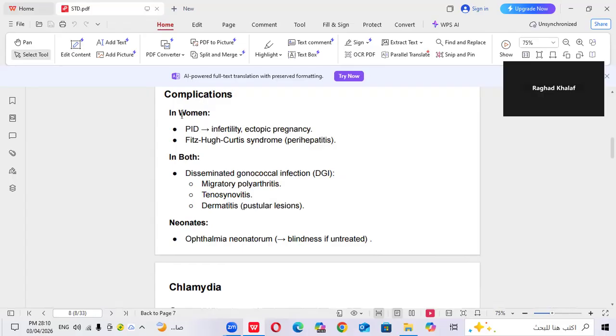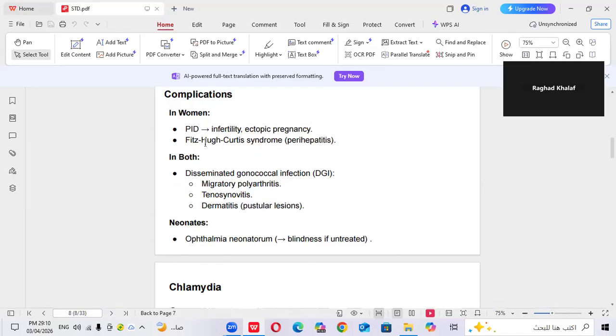Complications in women, we are talking about something called pelvic inflammatory disease, abbreviated as PID, which means that the infection goes beyond the cervix and enters the uterus and then moves upward toward the fallopian tubes and all other parts of the genital tract. This can lead to inflammation and adhesions, so it's going to lead to infertility, and due to adhesions it's going to lead to ectopic pregnancy. It's where the zygote is not implanted in the uterus itself, it is implanted elsewhere in the genital tract.